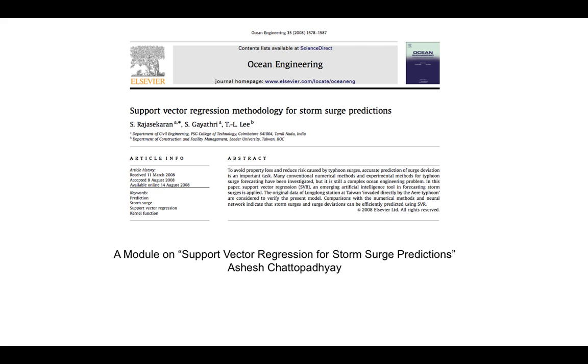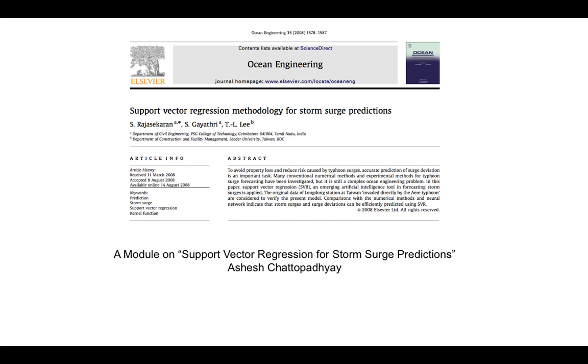Hello everybody. In this module I'll be discussing this published paper that implements a support vector machine in order to predict storm surges. Given the amount of time, we would not be able to cover all the technical details of this paper, but would concentrate mostly on the overview and how in general the method has been implemented and how it differs from more traditional numerical or predictive techniques.